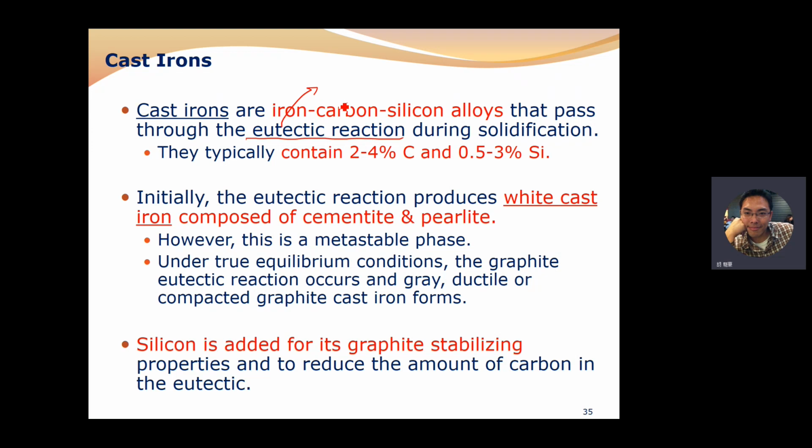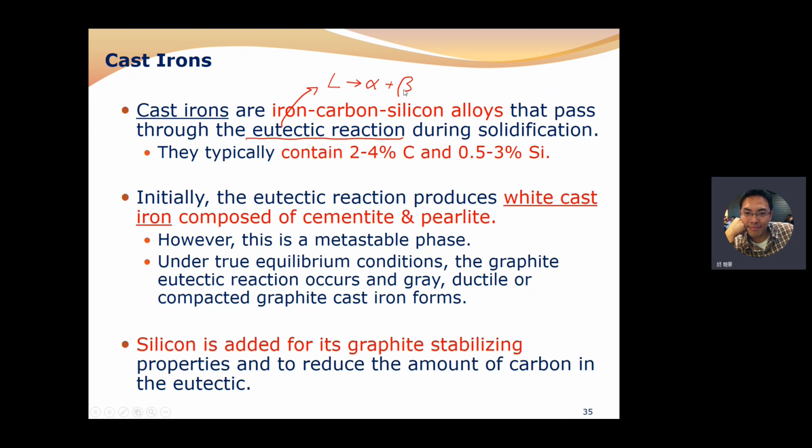What is eutectic? Eutectic reaction is the transformation from a single liquid phase to what? To a solid phase, right? They typically contain 2 to 4% of carbon and 0.5 to 3% of silicon. And initially, the eutectic reaction produced white cast iron.